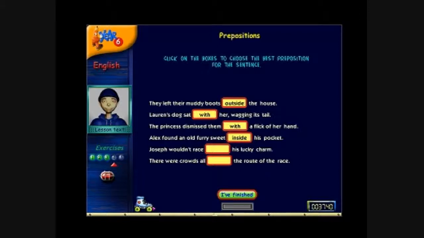Joseph wouldn't race without his lucky charm. Or it could be with. How should I know? His lucky charm might be shit. His lucky charm, it's crap. I ain't racing with that.